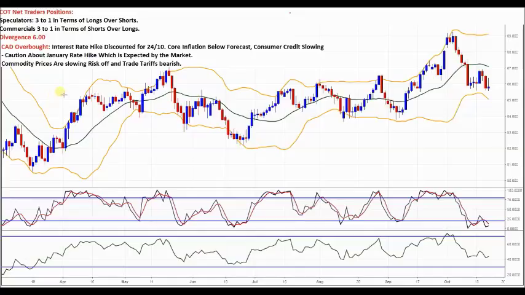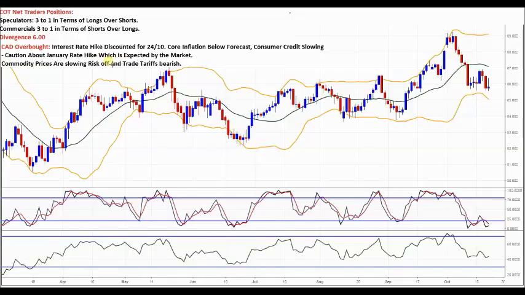Now, in terms of the CAD, we view it as overbought. It's mostly on the interest rate outlook. An interest rate hike is discounted for this Thursday, 24th to the 10th, by the market. Bank of Canada expected to hike rates. Core inflation, a little bit below forecast. Consumer credit is slowing. There's some other economic fundamentals that are slowing as well, but I don't think that's going to be enough to stop the Bank of Canada hiking rates. So they'll probably hike, but there'll be caution about a January rate hike, which the market is also expecting.